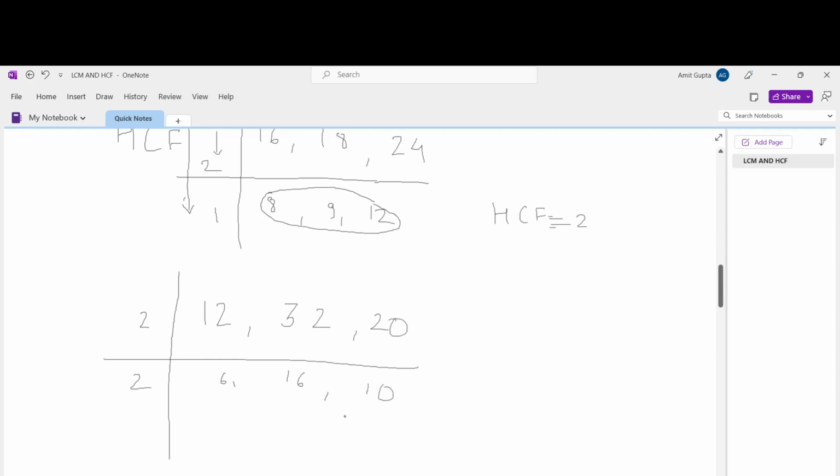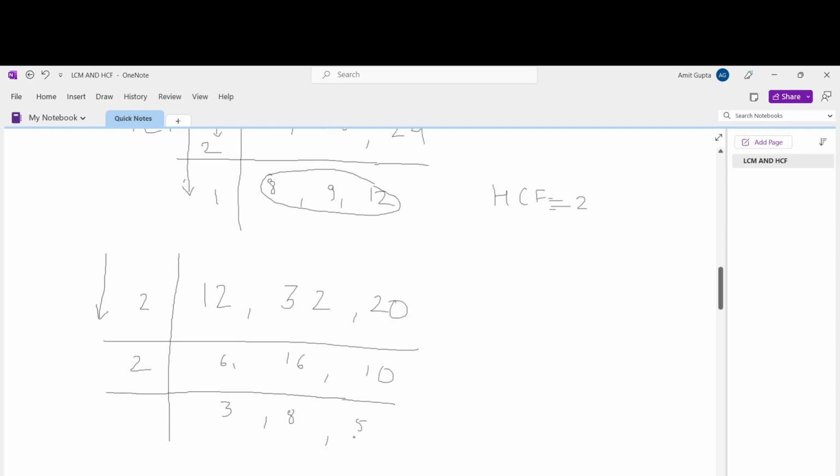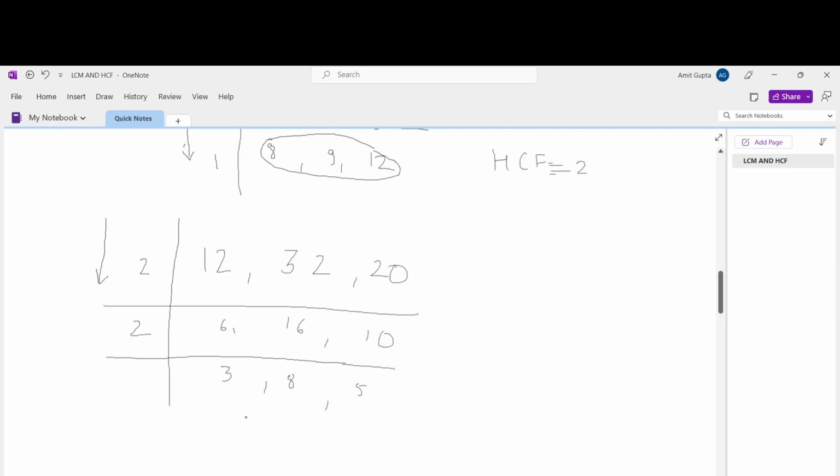We only increase the value on this side when the numbers are not divisible by the given number. So 2 3s are 6, 2 8s are 16, 2 5s are 10. Now we have reached a state where these numbers are no longer divisible by any other number. So HCF will be the product of all the numbers that we got here moving downwards. So HCF will be 2 into 2, 4.